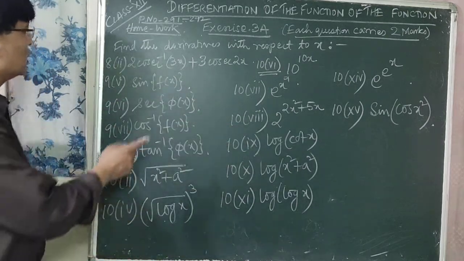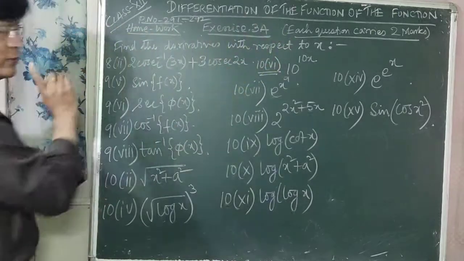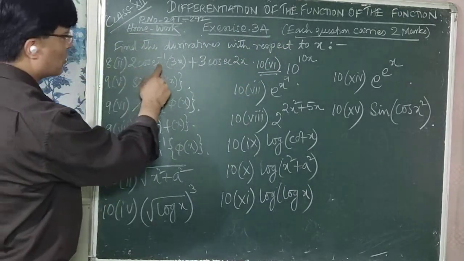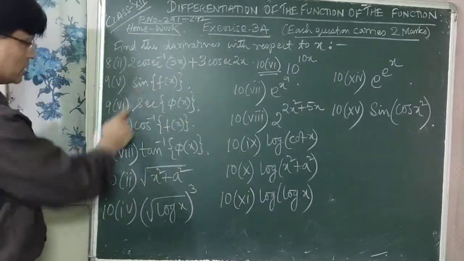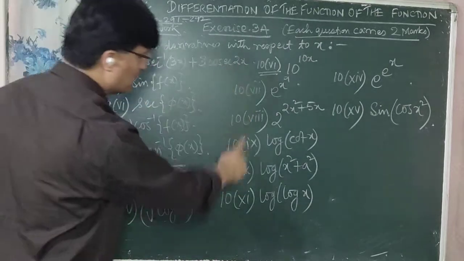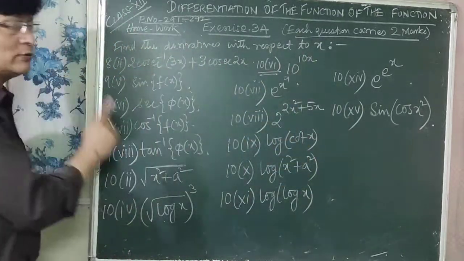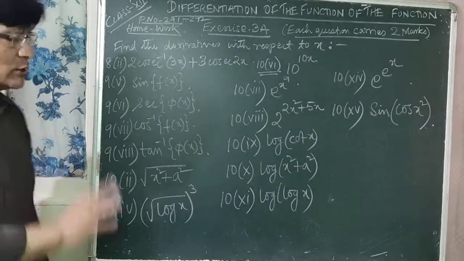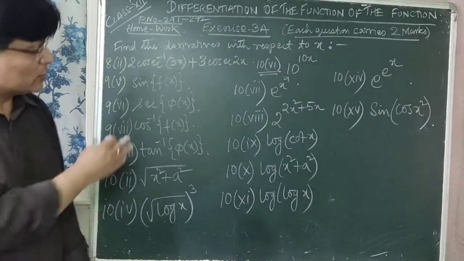So find the derivatives with respect to x. That is number 8, number 2: 2 cosec inverse 3x plus 3 cosec 2x, and all the functions are given here. So you should do it at home. Okay? So this much is for today. Okay? So you can copy it.